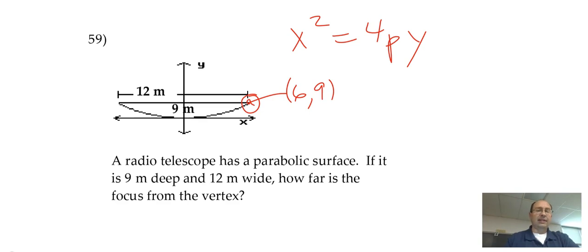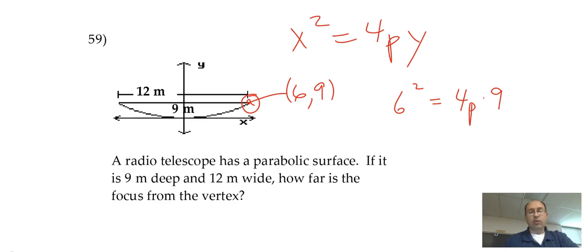Now, do not try to tell me that 4p is equal to 12, because you're making an assumption that means it goes through the focus of the parabola. It does not, more than likely. So we need to go through and actually figure it out. So, oops, I'm writing the wrong thing. 6 squared equals 4p times 9.